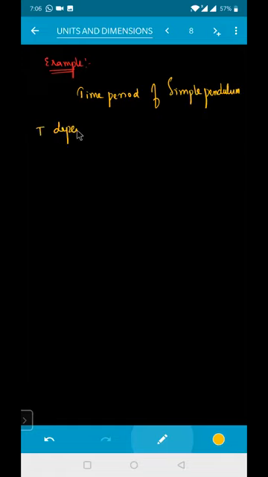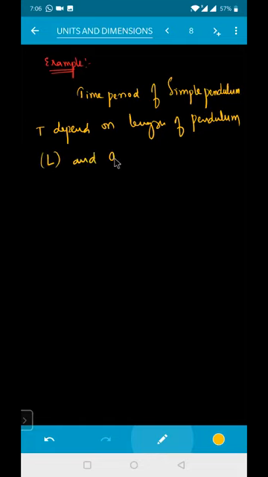So now, for example, the time period of a simple pendulum, capital T, depends on the length of the pendulum, say capital L, and the acceleration due to gravity, g. So have you got the dependence of this one?